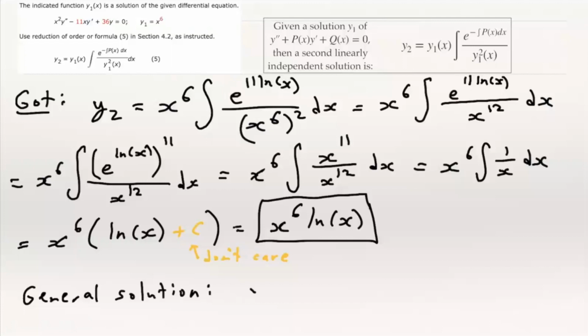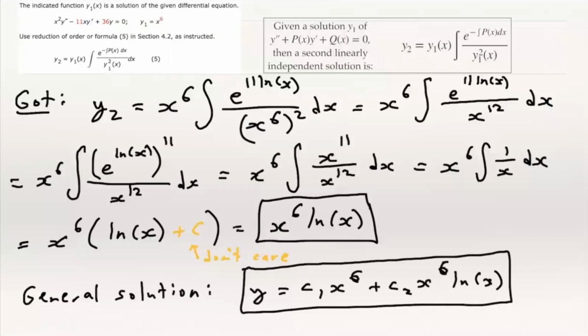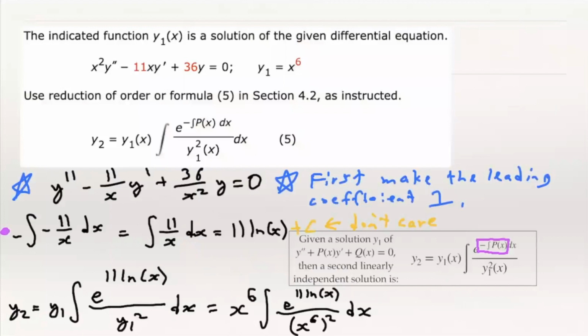And our general solution is thus y is c1 y1 plus c2 y2. And I just want to point out an easy way to make a frustrating mistake. That minus sign right there. I have forgotten this a couple of times, and it's very frustrating getting halfway through a problem and then realizing something is amiss. So don't forget that minus sign.